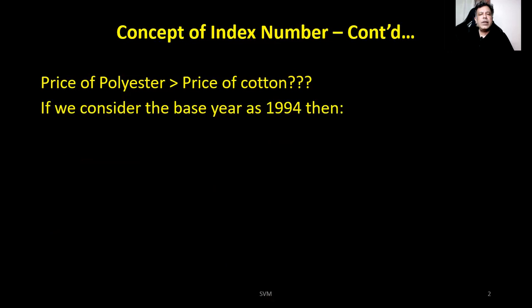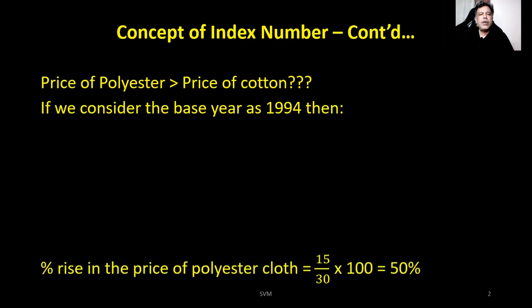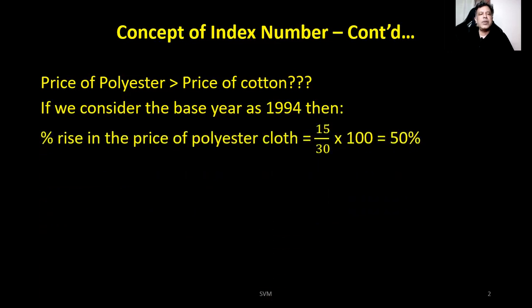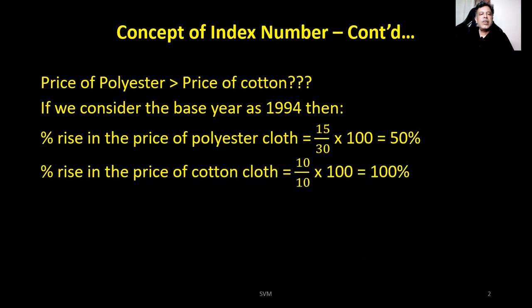But if we consider 1994 as a base year and then calculate the percentage price increase in the polyester cloth, you may notice that it is 15 divided by 30, because 15 is the price increase and 30 was the price during 1994. If we calculate the percentage, we get 50%. If we do the same thing for cotton cloth, the percentage increase in price is 10 rupees, and the initial price in the year 1994 was 10 rupees. So it has gone up by 100%.